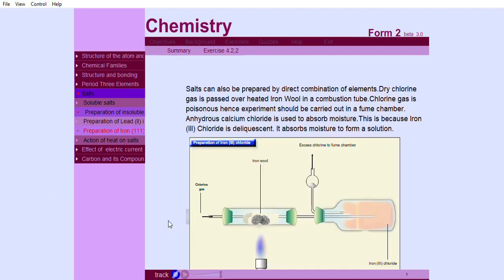Salts can also be prepared by direct combination of elements. Dry chlorine gas is passed over heated iron wool in a combustion tube. Chlorine gas is poisonous, hence the experiment should be carried out in a fume chamber. Anhydrous calcium chloride is used to absorb moisture. This is because iron-3 chloride is deliquescent. It absorbs moisture to form a solution.